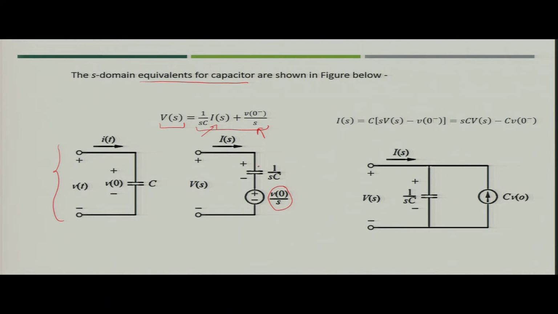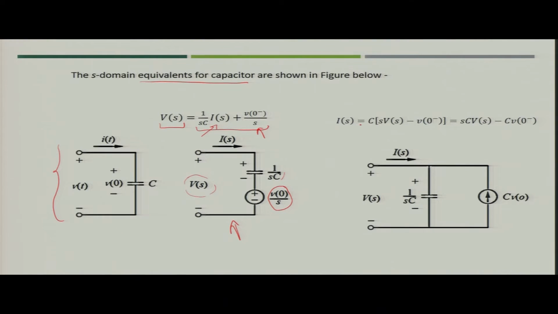Now, plus 1 upon sC will be the value of the capacitor here, because when the current I(s) is flowing through the circuit, I(s) into 1 by sC will be the drop across the capacitor, plus the voltage v at time t equal to 0 by s, and when you sum up you will get the value of V(s) in the S domain. So, this will be required when you are applying Kirchhoff voltage law.